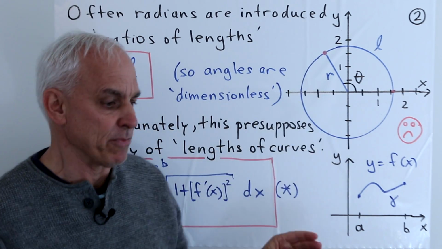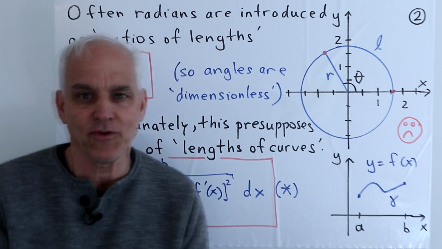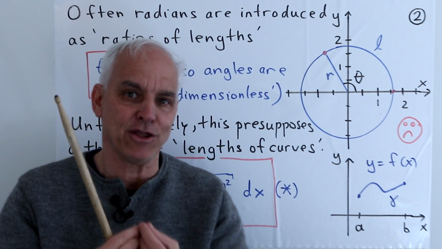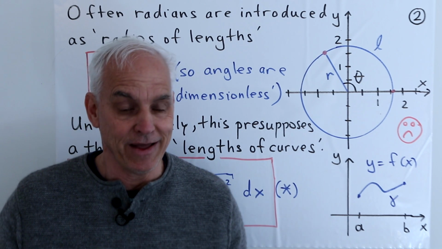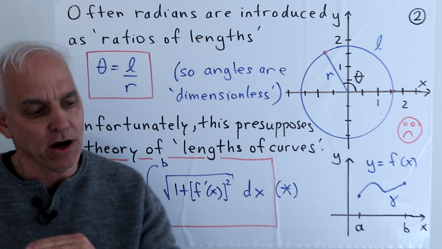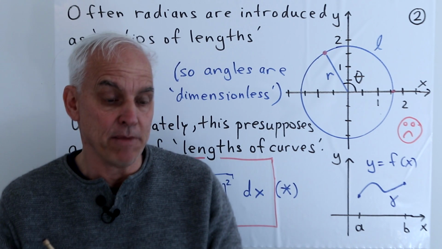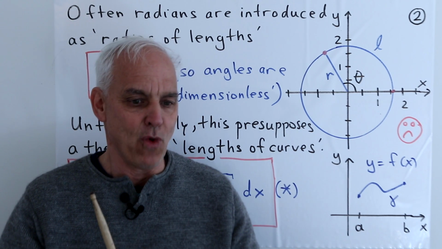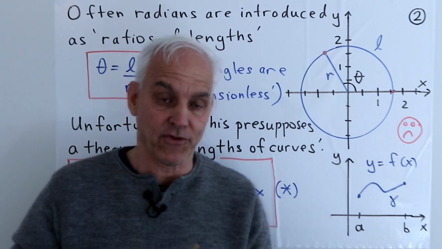Unfortunately, this prescription and the previous one presuppose a theory of lengths of curves. So we're assuming here that we have a notion of the length of a curve. And unfortunately, this is a very big assumption, and it's really an unwarranted assumption. So when students go to university and take calculus, often for the second time, and learn about integration, they learn that one of the applications of integration is to define arc lengths of curves.